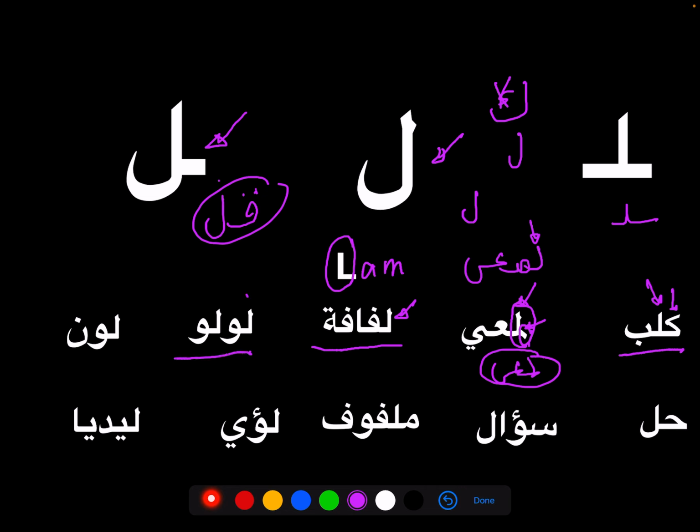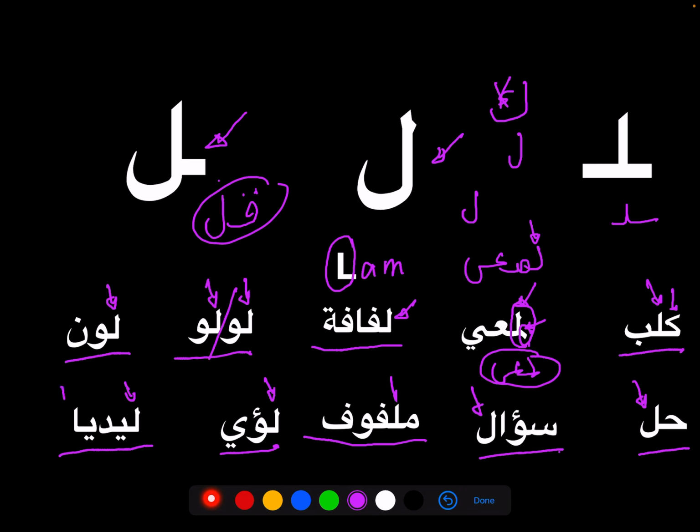Lulu. These are only two letters repeated. So Lulu, lam, and another lam. Laun. Here is the lam. Hal, solution. Su'al, lam over here. Malfoof, here is the lam. Lu'ay, a boy's name. Lydia, lam here. Is that lam?